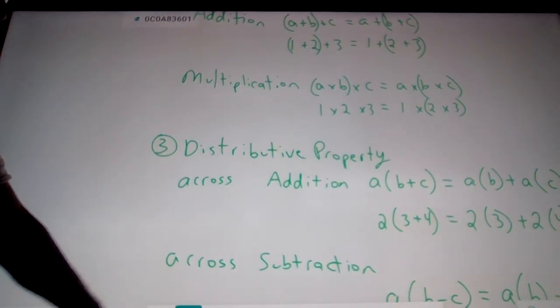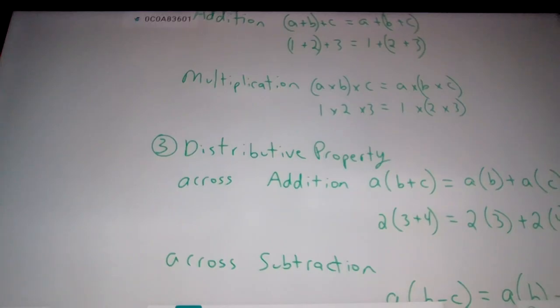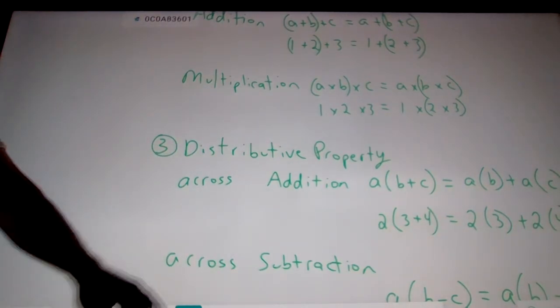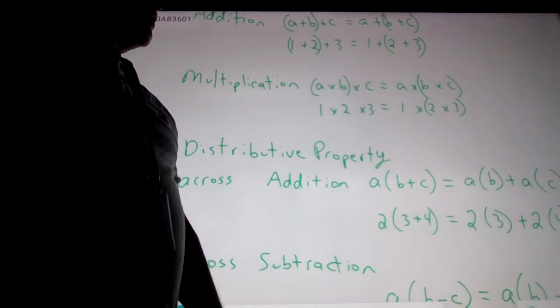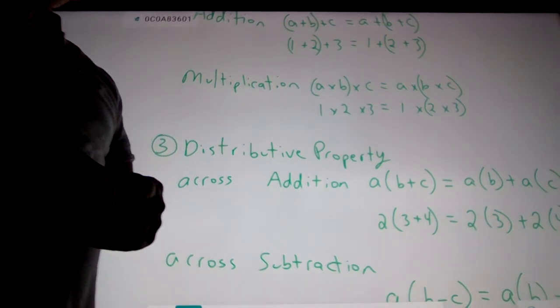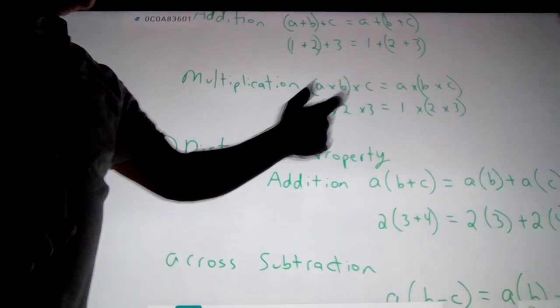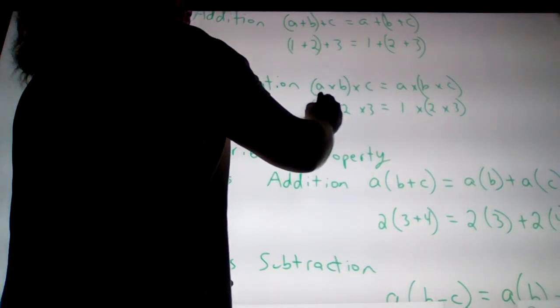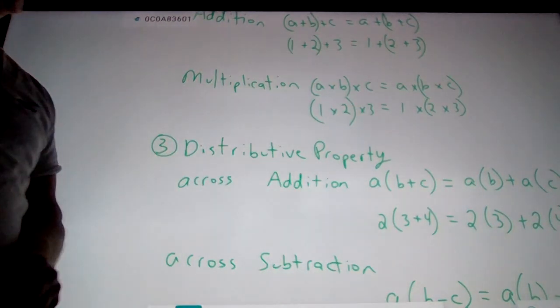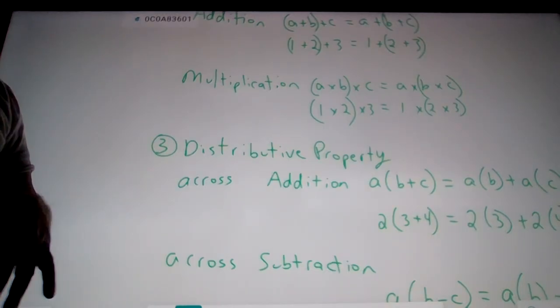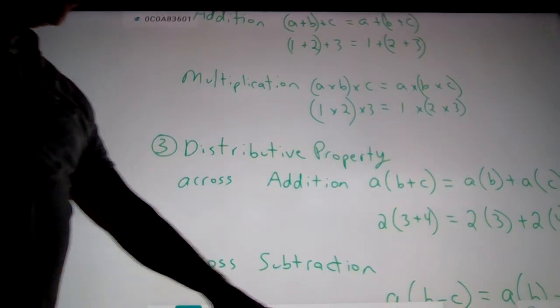Okay? Similarly, with the multiplication property of association, (A times B) times C is the same as A times (B times C). And you can see what I've done there. (1 times 2) times 3 is the same thing as 1 times (2 times 3).